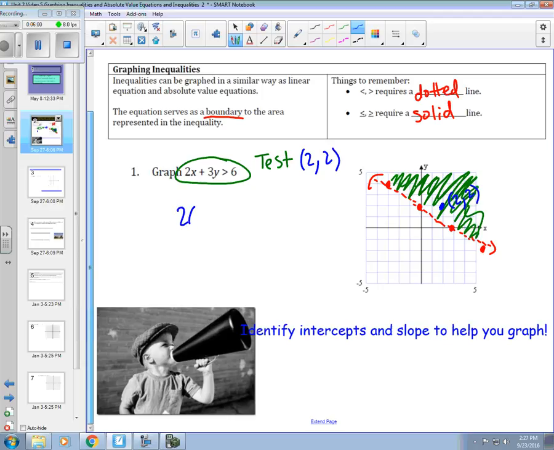So if we go 2 times 2 plus 3 times 2, 2 times 2 is 4, 2 times 3 is 6. If we add that together, we get 10. Is 10 greater than 6? Yes, that's true, like it should have come out to be, because all these points on this side make it true. So you want to shade then everything on that side.